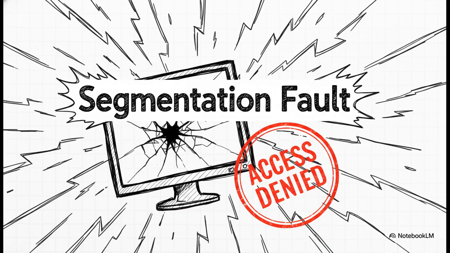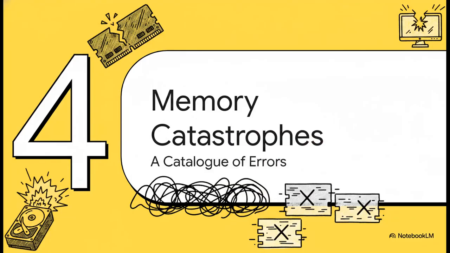And bam! Segmentation fault. This is the operating system's way of slamming the door in your program's face. It just says access denied and shuts your program down immediately to stop it from corrupting anything else. It is, without a doubt, the most infamous crash in C programming. A seg fault is just one of the many ways things can go sideways. So let's move on and take a quick tour through a catalog of other common memory catastrophes.